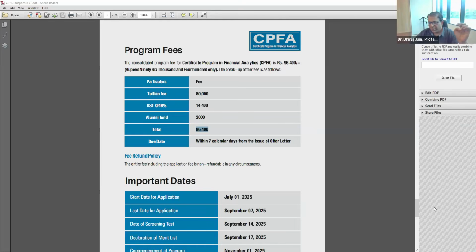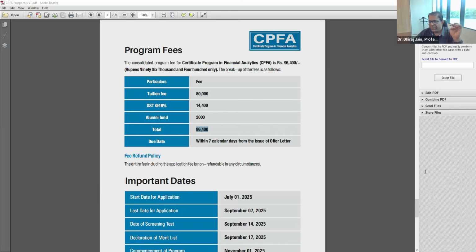Is it directly by NISM or is it a joint certification? It's only by NISM. It's not in collaboration with any other institution. Right now, for this program, we have not collaborated with any other institution. There have been institutions who approached us, but we are not collaborating. This is purely an NISM certification program.